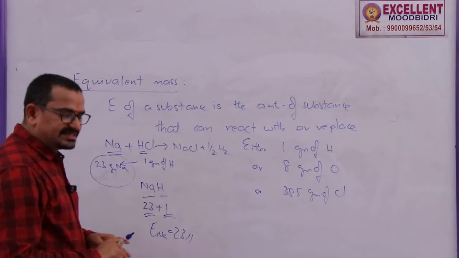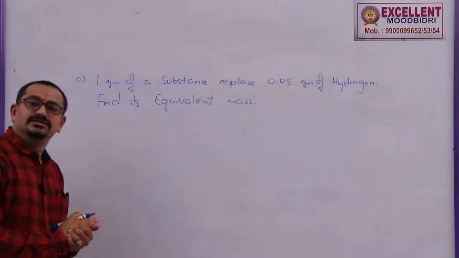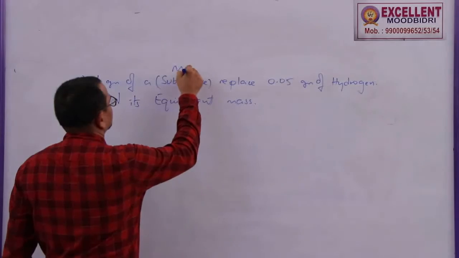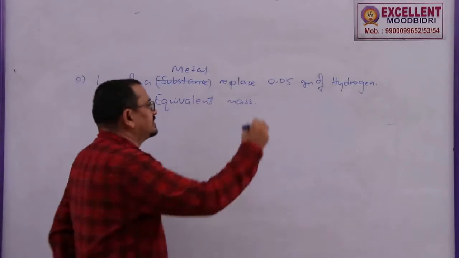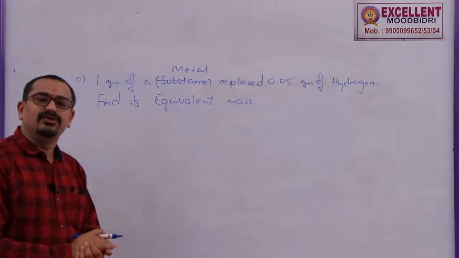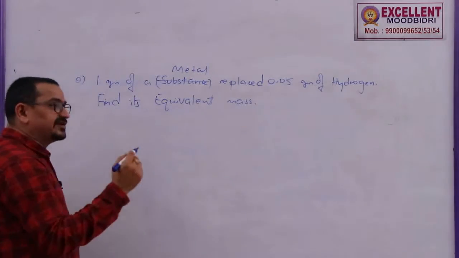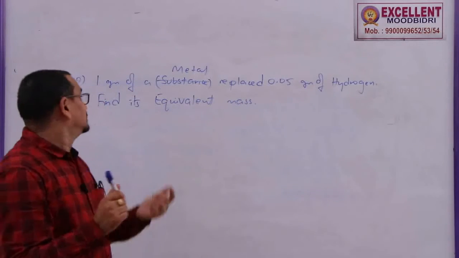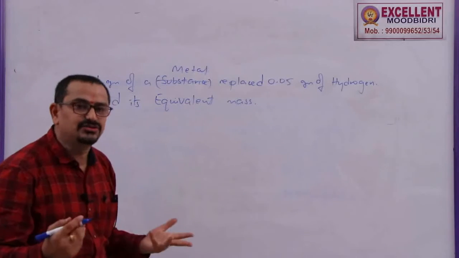For example, a simple question we will do. Let us solve this question which is based on equivalent mass. Let us take 1 gram of a metal that replaced 0.05 grams of hydrogen. Then find its equivalent mass. So this is one basic model question. As per the definition, what amount is replacing 1 gram of hydrogen? That is said to be its equivalent mass. So what mass of metal is replacing 1 gram of hydrogen? That's what we have to find.